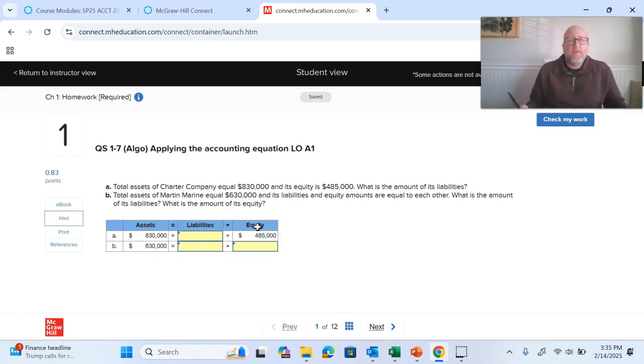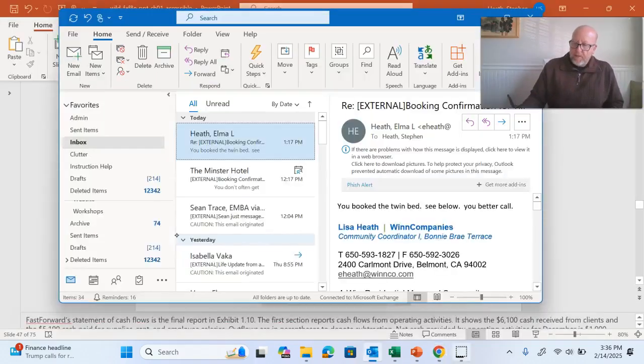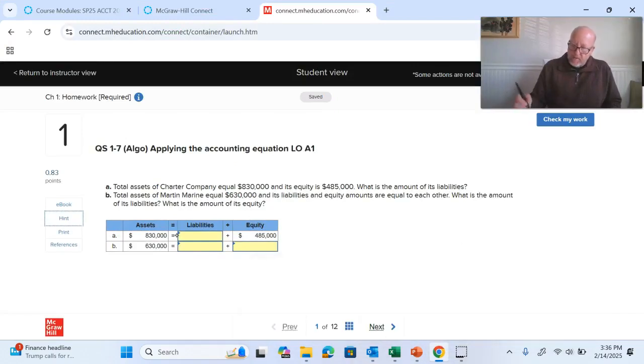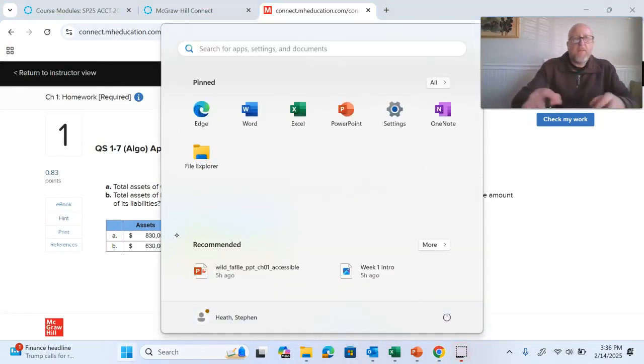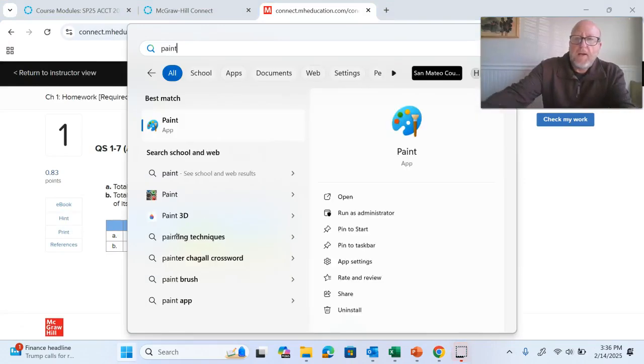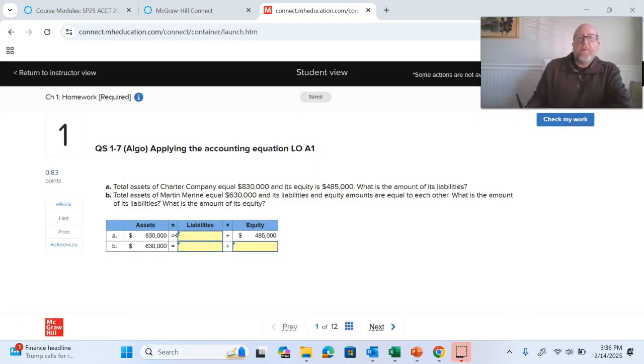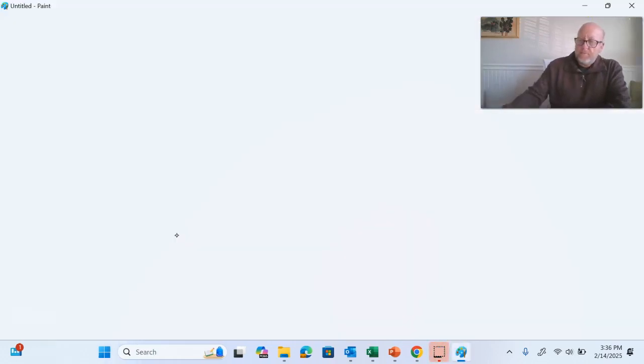But for this particular question, it's simply asking us to use the accounting equation to solve for the missing information. So I'm just going to do A. If I have 830,000 in assets, and I know from the lectures or the book that the combination of liabilities and equities equals assets, then I think I could subtract equity from assets to back into liabilities.